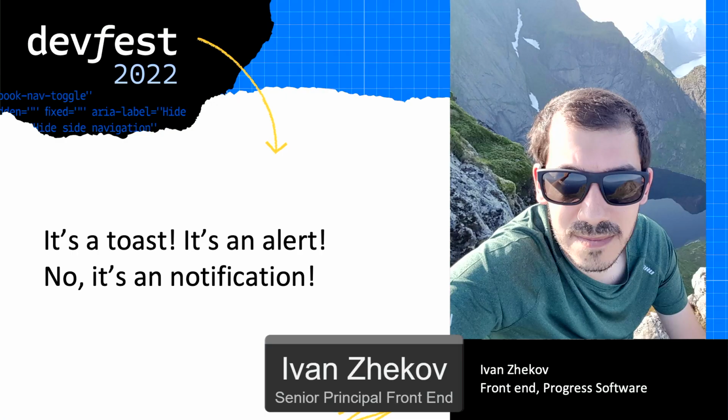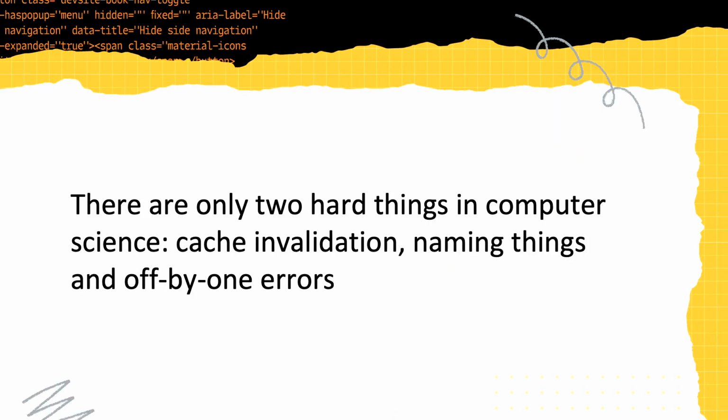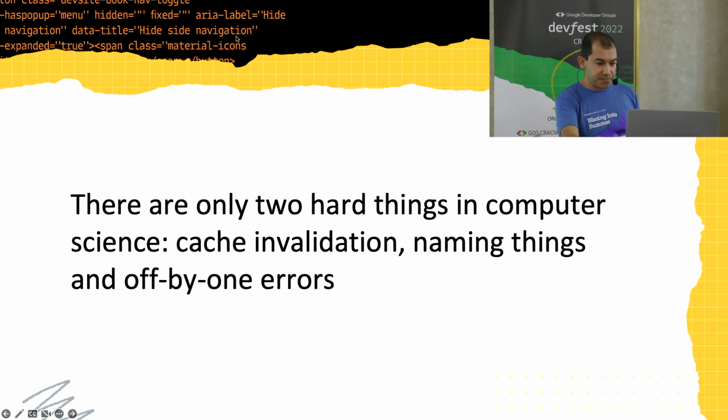Yeah, so I'm going to talk about how we name components badly. And there is a very good reason why we name components badly. There is this saying that there are only two hard things in computer science. One is cache invalidation, the other is naming things, and the third one is off-by-one errors. And indeed, it's very hard to name things. We sometimes confuse things, and especially when it comes to user interface, we make lots of mistakes.